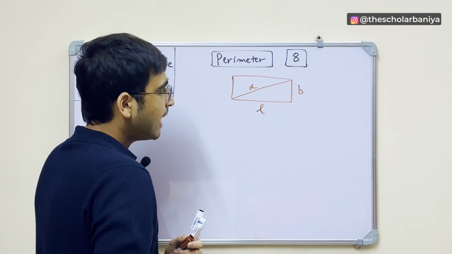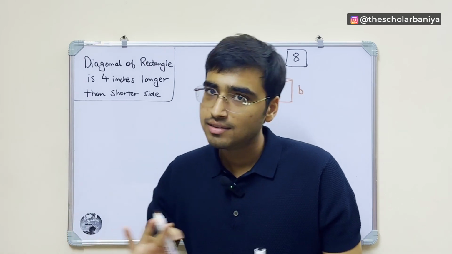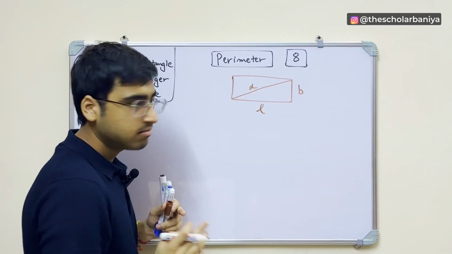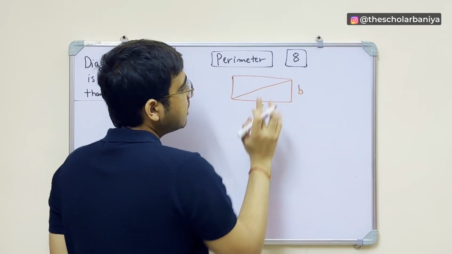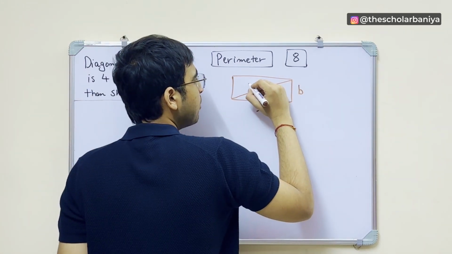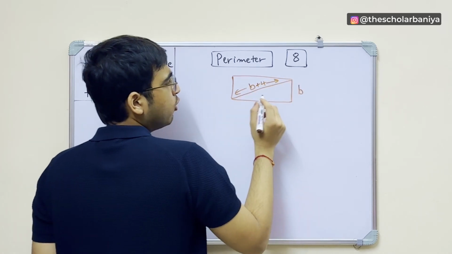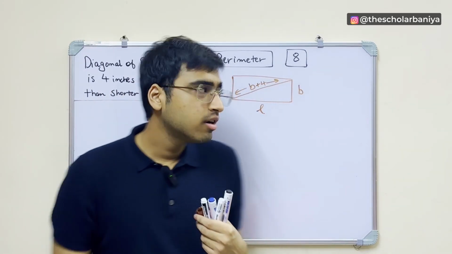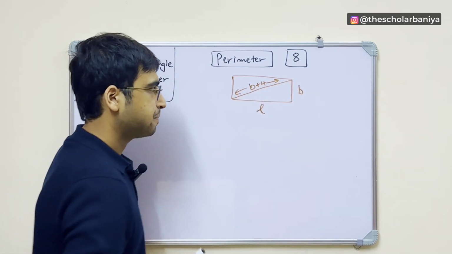Okay, so now tell me one thing. We are given that the diagonal of the rectangle is 4 inches longer than the shorter side. So what is the shorter side over here? The shorter side is B. Out of L and B, B is the shorter side, which is the breadth, right? So the diagonal is 4 inches longer than the shorter side, which means the diagonal is B plus 4, right?